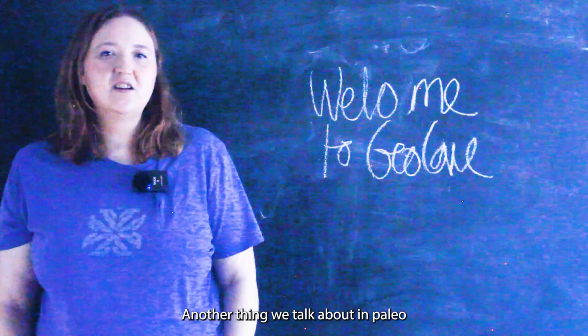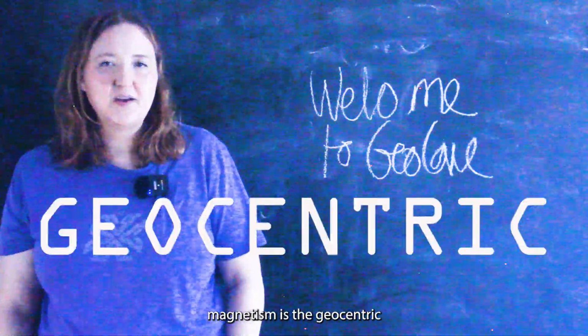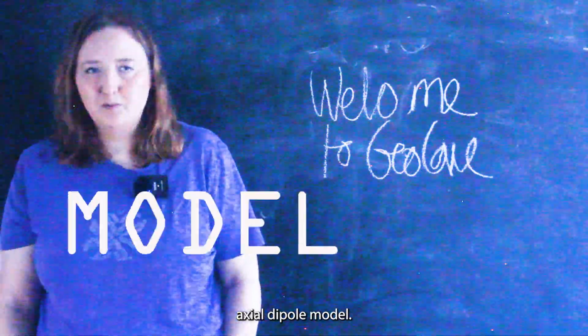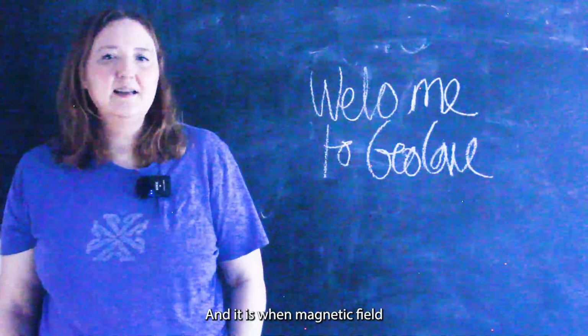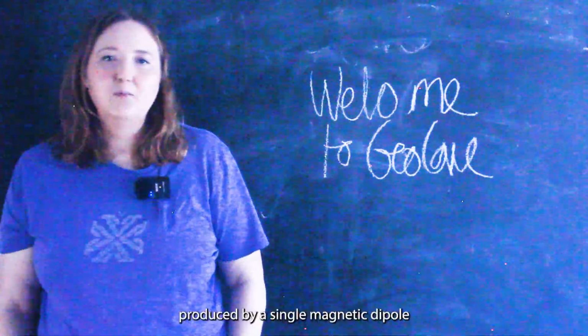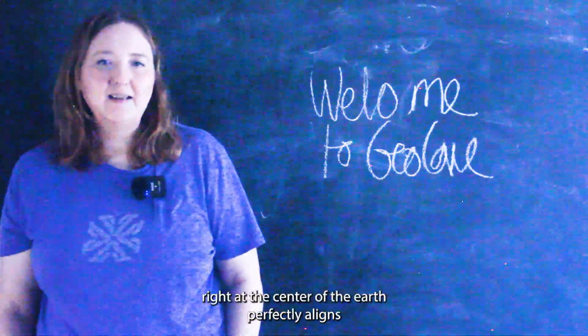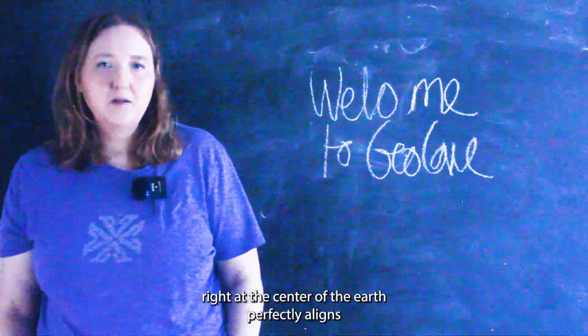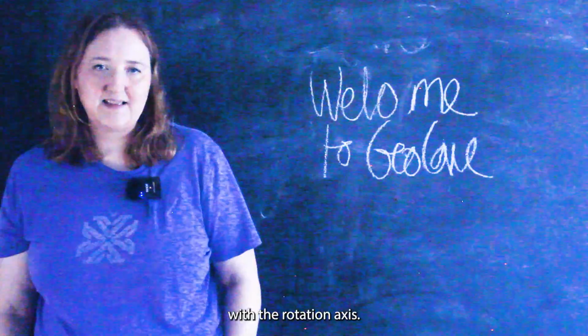Another thing we talk about in paleomagnetism is the Geocentric Axial Dipole model, also called the GAD model. It is when a magnetic field produced by a single magnetic dipole right at the center of the Earth perfectly aligns with the rotation axis.